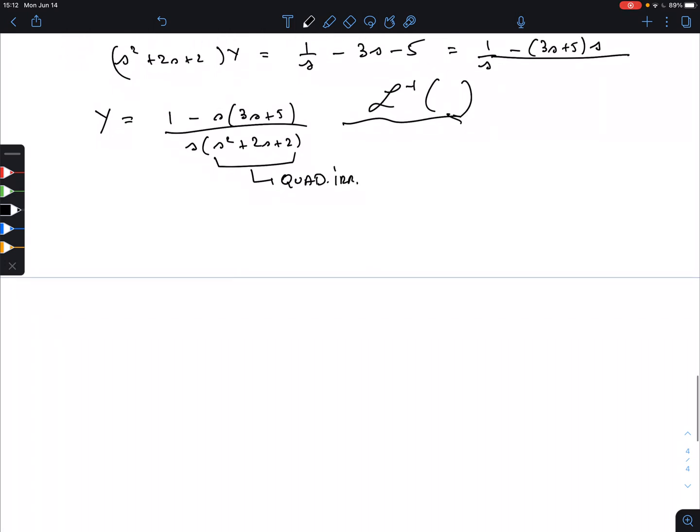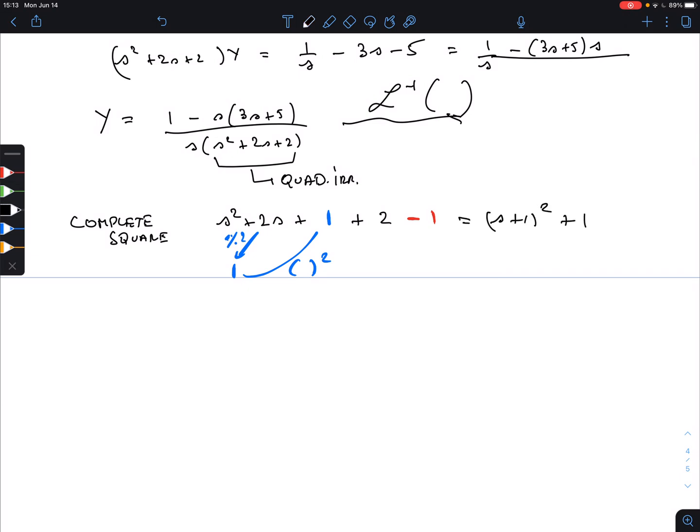Now for a quadratic irreducible, we know what we need to do. We have to first find the center of it by completing the square. So complete the square. We separate a little bit the constant term. We divide by 2, then we get 1 here, and then we square it. And that gives me a 1. Now, of course, if I put a 1 there, I have to subtract the 1 to make it equal. So we see that this is equal to s plus 1 squared plus 1.